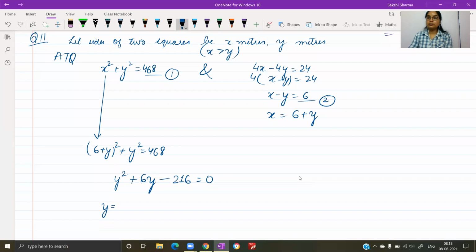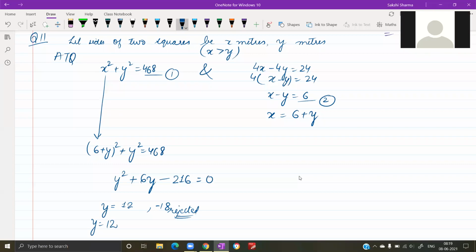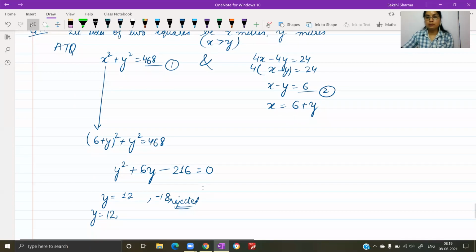What are the two values? Ma'am, y is 12, and the other value is minus 18. So this one will be rejected. Yes, ma'am. So you get y as 12, and then you can find out x. The side of the smaller square is 12 meters. For the larger square, it will be 18 meters. You may check if you want that the sum of their areas is 468 and the difference of the perimeters is 24.